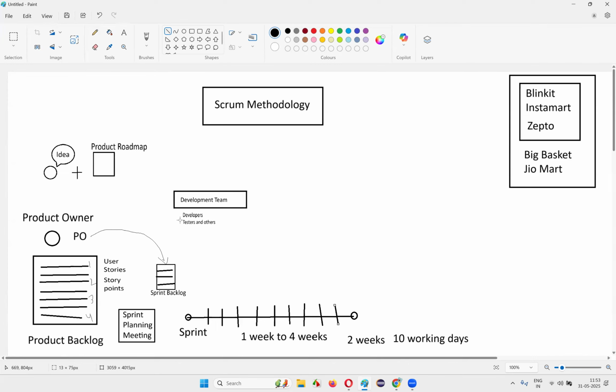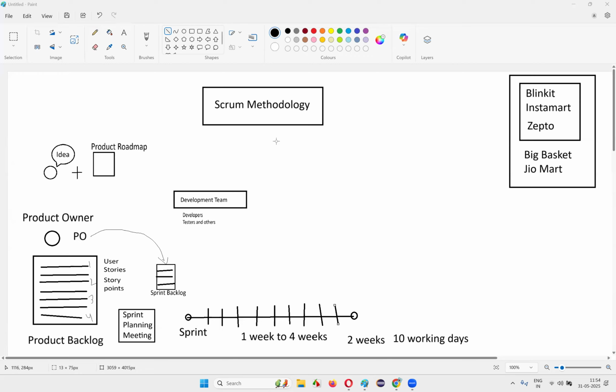So what happens here? Once the user stories are assigned from the sprint backlog, the development team will pick them. Developers will pick these user stories. Testers will also go through the user stories and try to understand their requirements. How the user stories will be written and all, I'll cover later, guys. Don't worry, I'll give all the examples for you. A lot of things I need to cover. Just try to understand the Agile Scrum methodology.